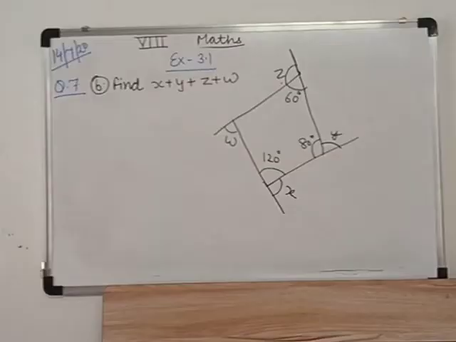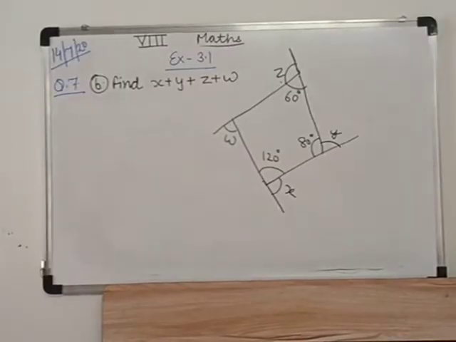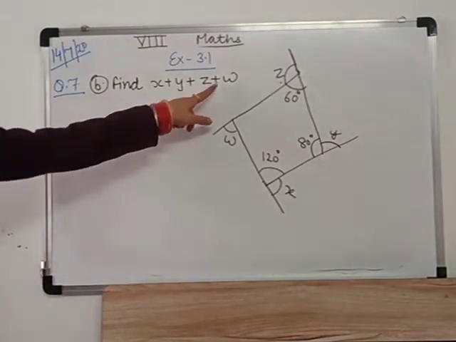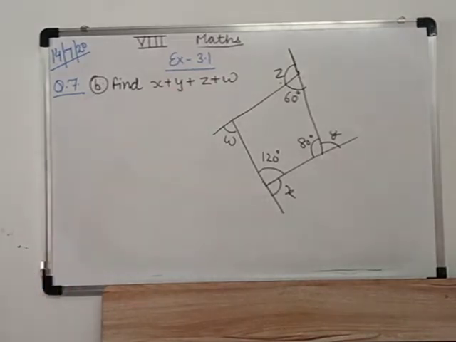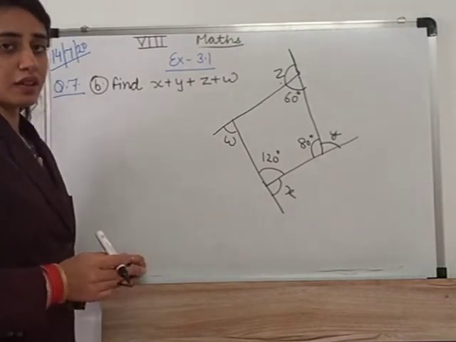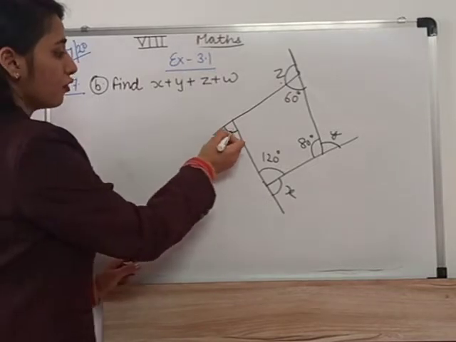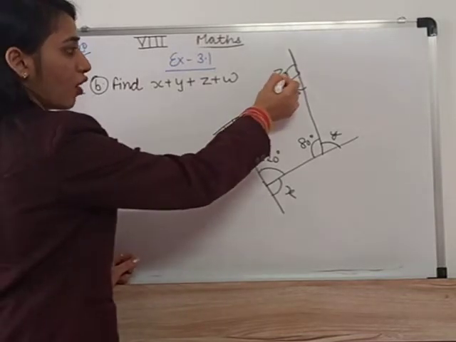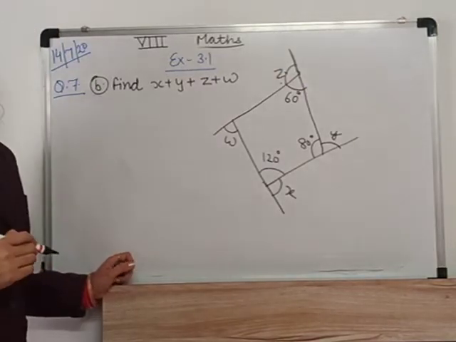What's the question? In question number 7, the statement is: find the value of x plus y plus z plus w. Here a quadrilateral is given. In the previous question a triangle was given, with some exterior angles outside the triangle. In this quadrilateral we have to find the values of all the exterior angles lying outside the quadrilateral.